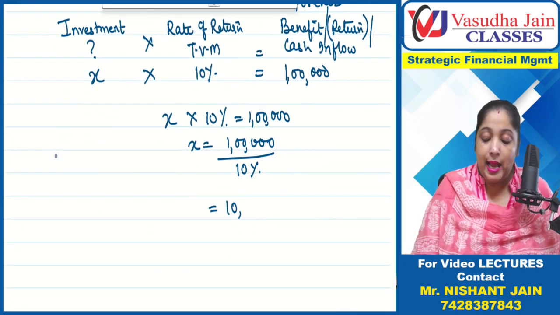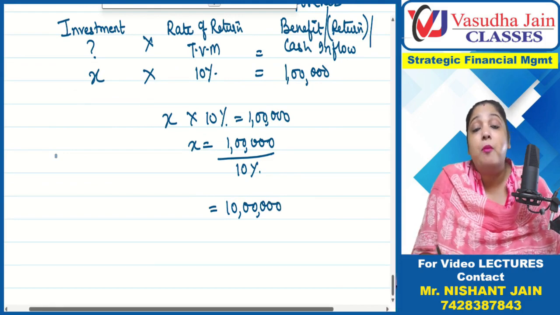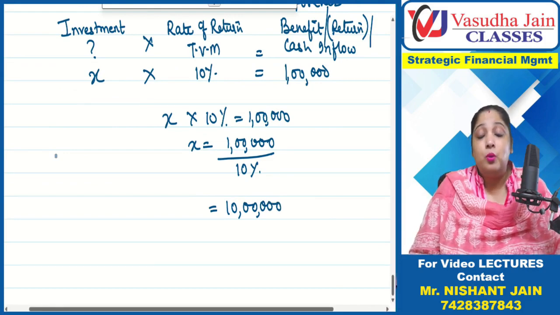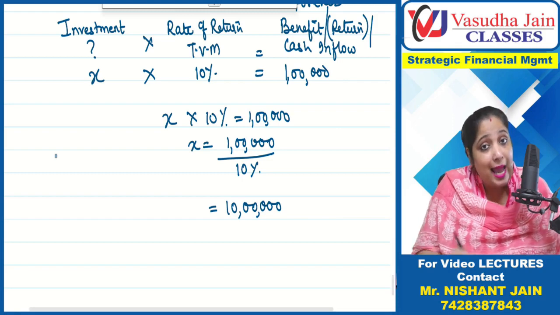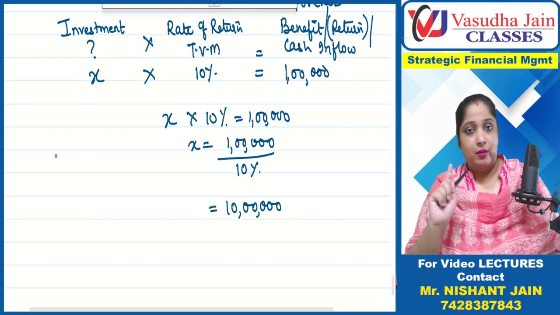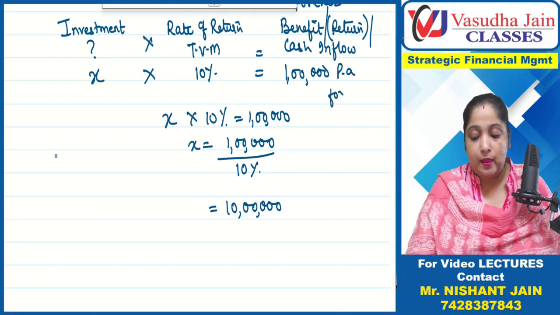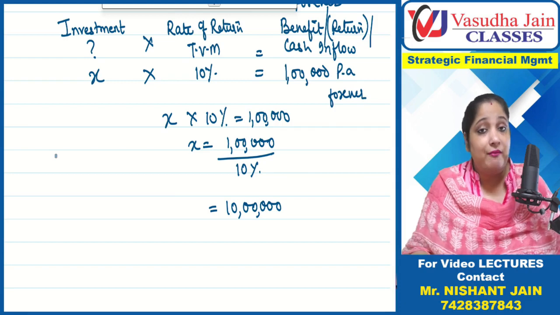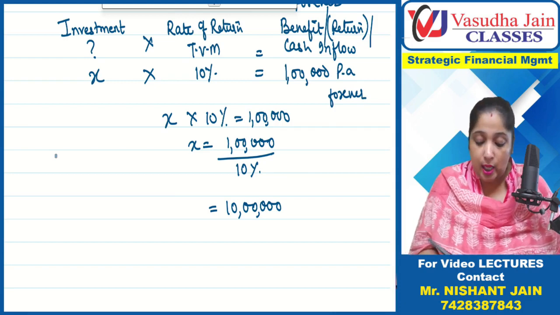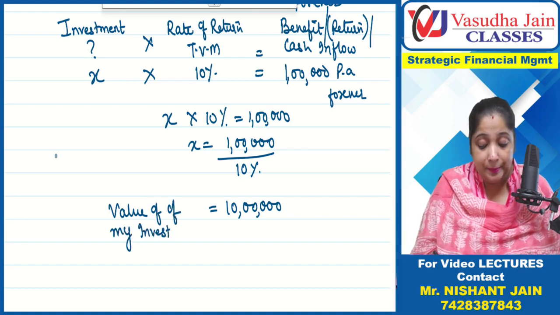So basically I have to make an investment. I have to shell out this much money as of today in order to get 1 lakh forever, each year per annum. This much investment I have to make today. So this is the value of my investment as of today.